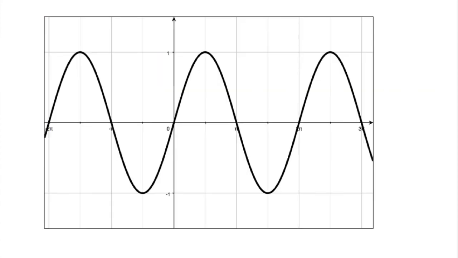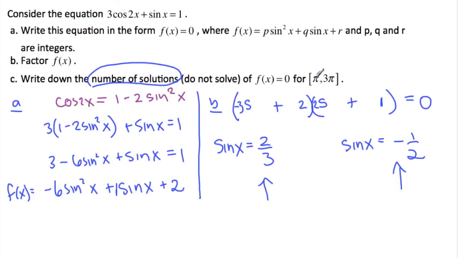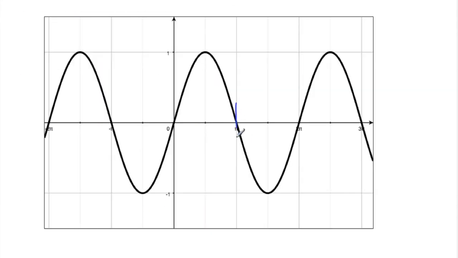So let's just jump over to our graph. We've got sine of x. What was the domain? Pi to 3 pi. Okay, interesting. So pi to 3 pi. Let's graph 2 thirds. 2 thirds. And let's graph, what was it? Negative half? Yep. Negative half.